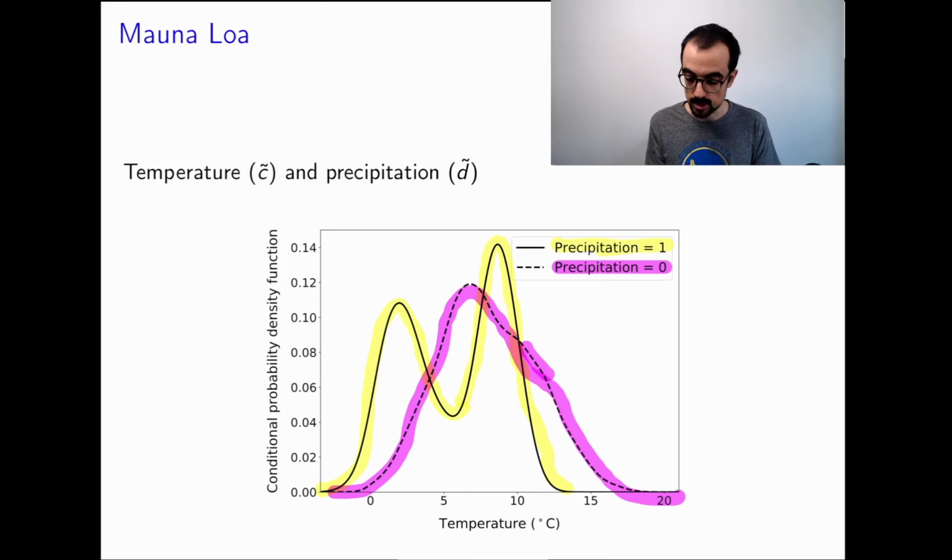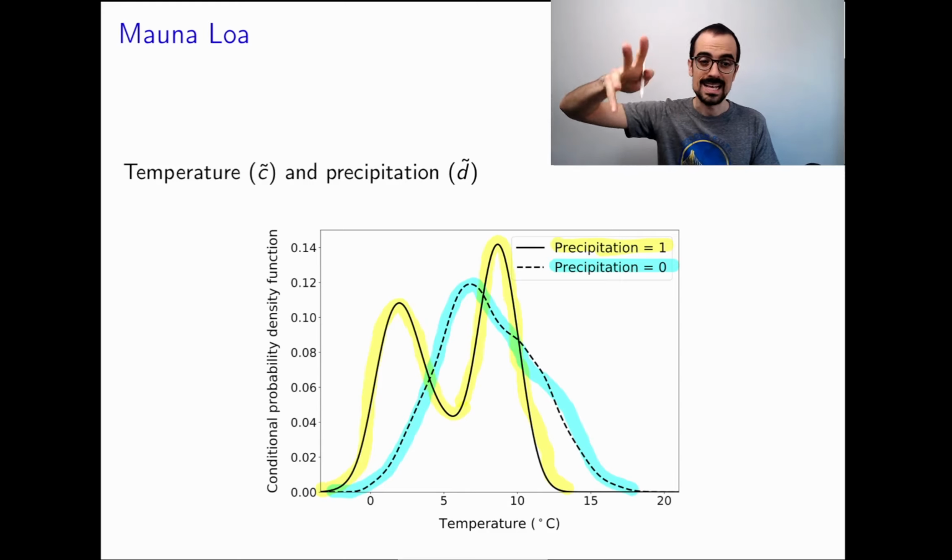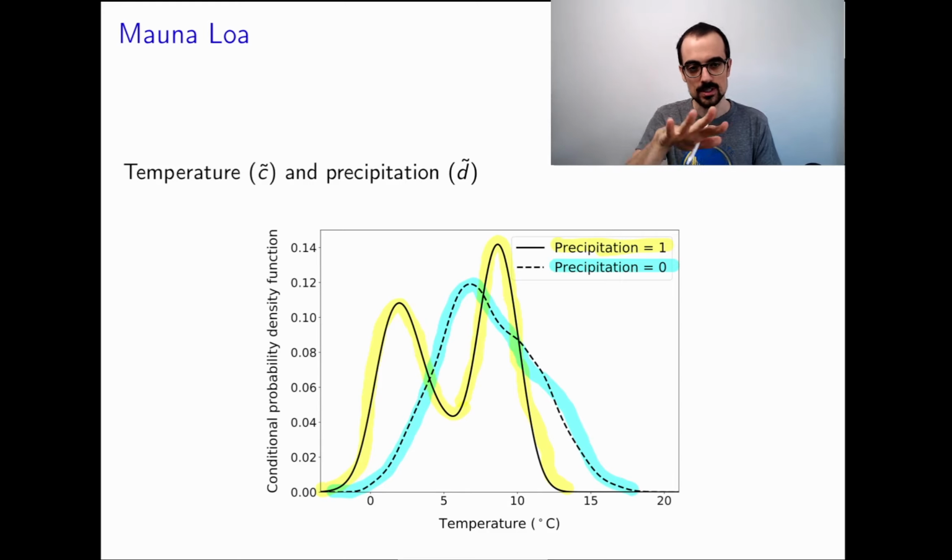Actually, let me use something else to highlight. So when it doesn't rain, the temperature is slightly warmer, and the distribution is unimodal, it has just one maximum. It's interesting that when there is precipitation, it has kind of two maxima. I think that probably the lowest one is when it snows, and the higher one is when it rains, but maybe that data is there and I was lazy and didn't look at it in detail. That would be something interesting to look at.